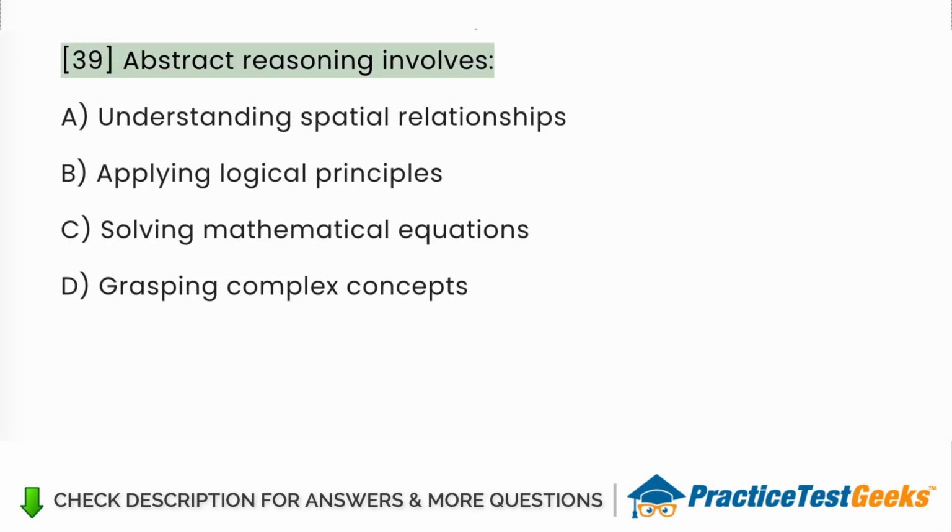Abstract reasoning involves A. Understanding spatial relationships. B. Applying logical principles. C. Solving mathematical equations. D. Grasping complex concepts.